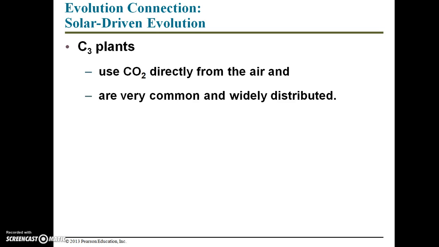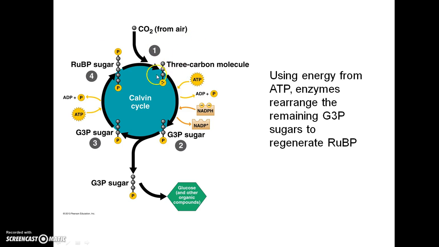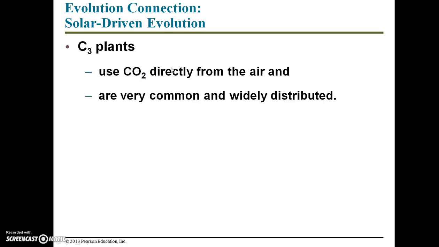And interestingly, there are some adaptations for certain types of plants that live in really dry environments where they have to close their stomata and conserve water that way. So the common plants that are very widely distributed are known as C3 plants. And the 3 again refers to this 3-carbon molecule that's used in the Calvin cycle. These plants use CO2 directly from the air, so they have to keep their stomata, which are those tiny pores, open in order to gather CO2 from the air and complete photosynthesis.